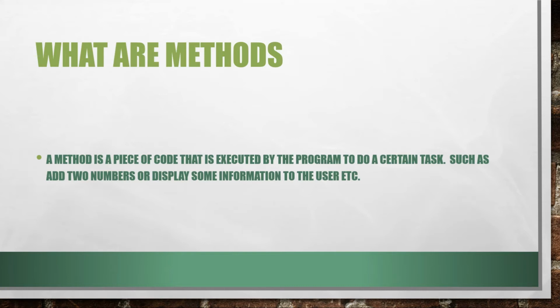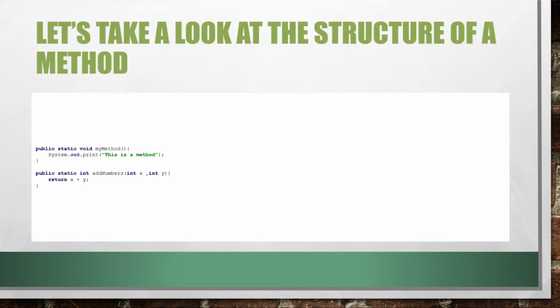So let's take a look at the structure of a method. So here we're going to basically dissect how a method is written in Java. So let's take a look. Here we have two methods. We have one method called myMethod right here, and we have another method called addNumbers. And let's dissect these two methods to see the structure of a method in Java.